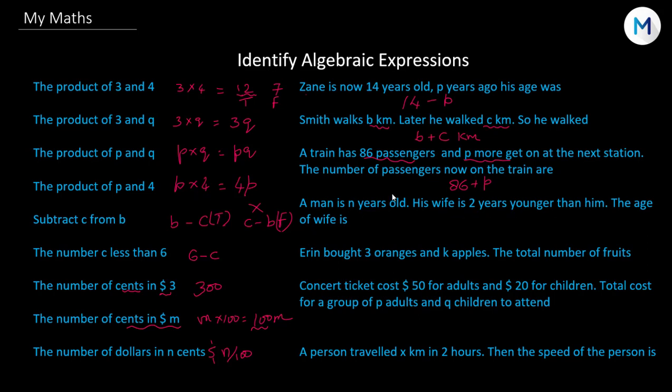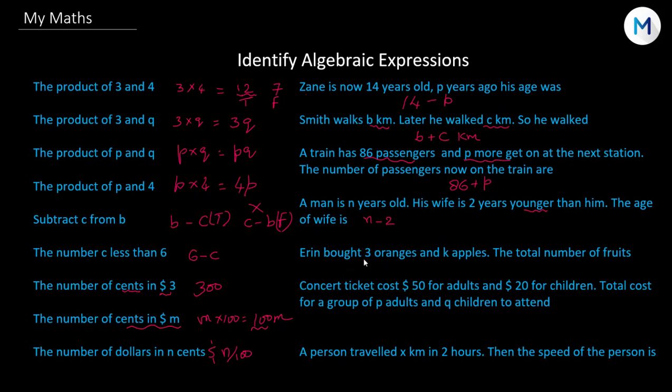So n years younger means less age. So the age of the wife is n minus 2. If it is n plus 2 or 2n or any other thing, it is false. But if it is n minus 2, then it is true. That's how we write it.